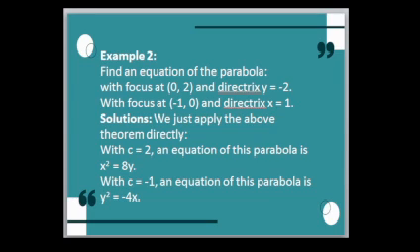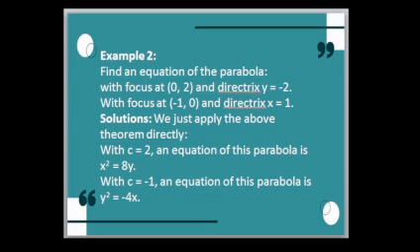Example 2. Find an equation of the parabola. Number 1, with focus at (0, 2) and directrix y = -2. Number 2, with focus at (-1, 0) and directrix x = 1. And it's very easy. We just apply the above theorem directly. As we know, the c in number 1 is 2.